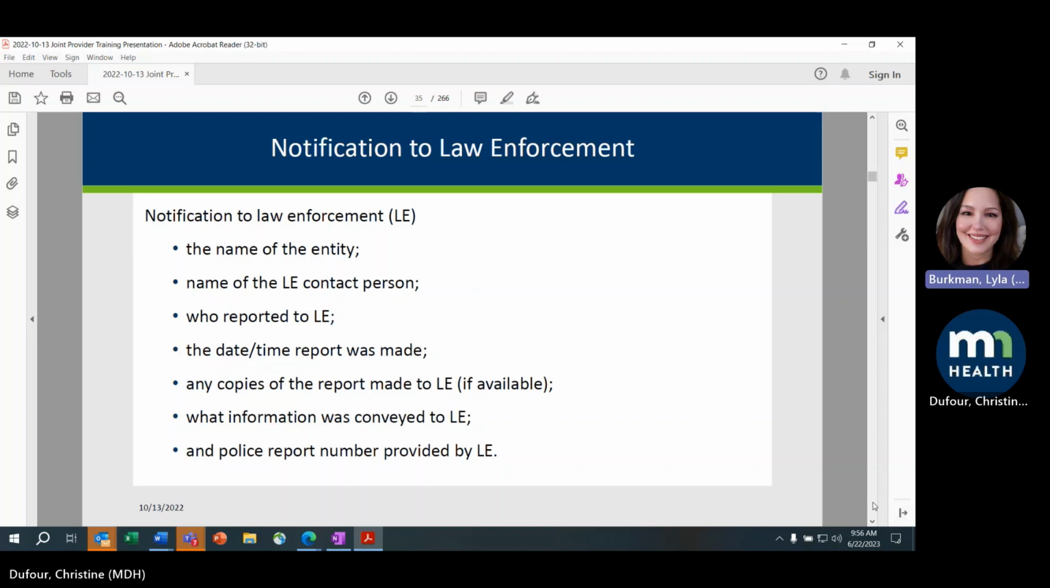When notification is made to the law enforcement by the facility, the report must include the name of the entity reported to, name of the law enforcement contact person, who reported to law enforcement, the date and time the report was made, any copies of the report made to law enforcement, if available, what information was conveyed to law enforcement, and a police report number provided by law enforcement.